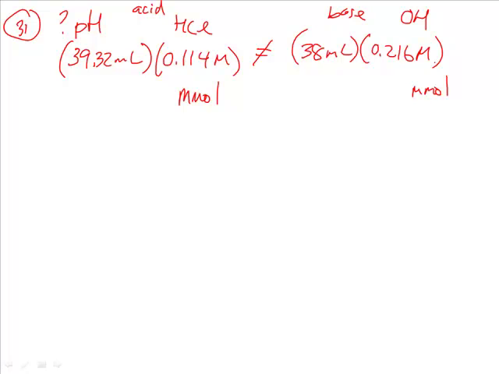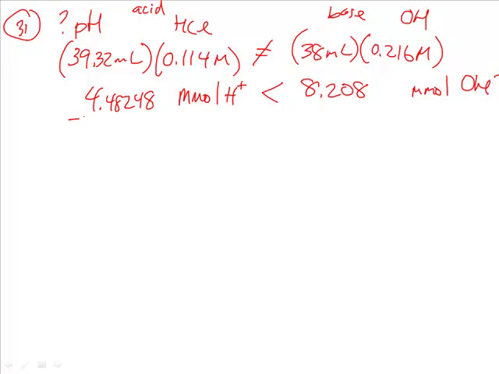39.32 times 0.114, and this equals 4.48248 millimoles of the acid, and then 38 times 0.216 equals millimoles of the base, which is 8.208 millimoles. So as you can see, one of them will be bigger than the other. In this case, the OH is bigger than the H.